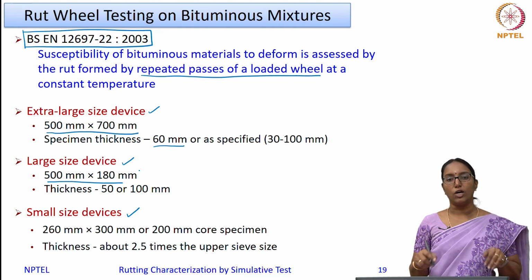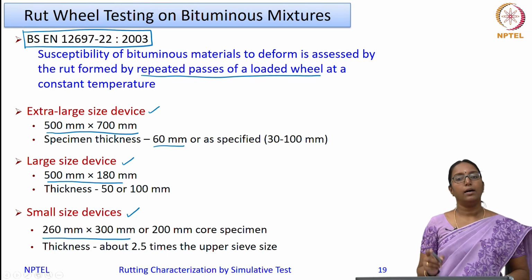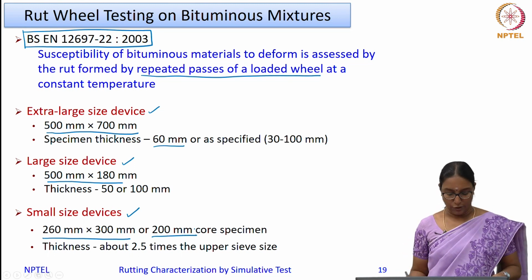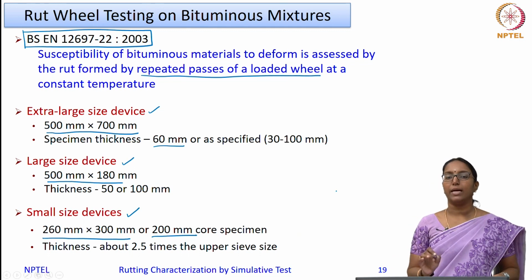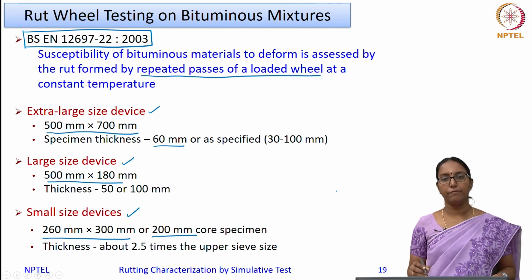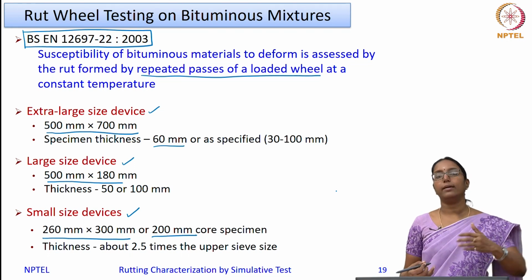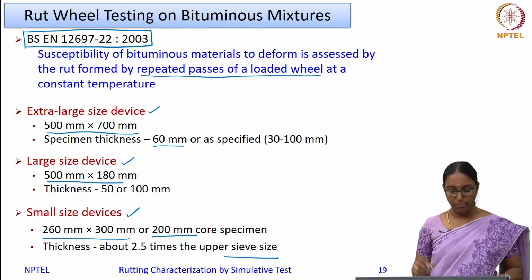Then you have the small size devices with 260 by 300 mm rectangular specimens, or you can have 200 mm core specimens also. Again, the thickness is decided based on the nominal maximum aggregate size of the mixture. Your specimen thickness should be at least 2.5 times the upper sieve size of the material.